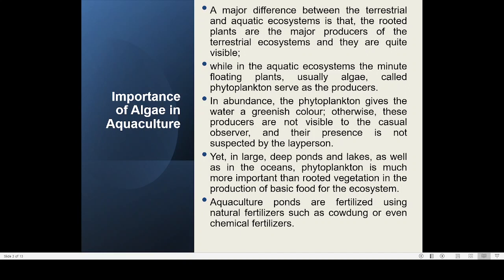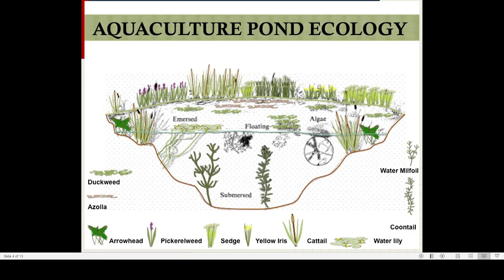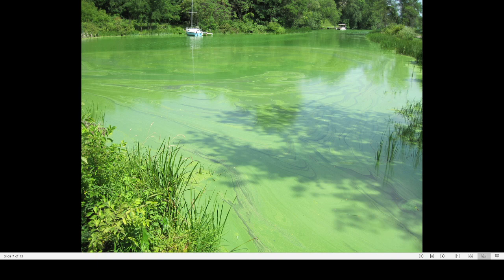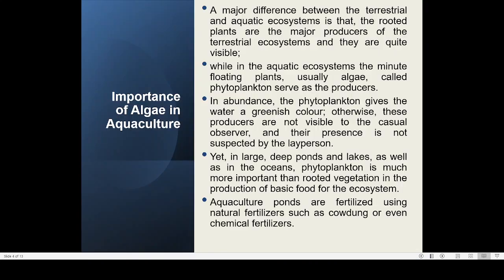Then, in abundance, phytoplankton gives water a green color. You might have always noticed that whenever there is some kind of algae, the water body will be greenish in color. That greenish color of the water body is mainly given by the presence of this algae. Unless it is green, we may not think that the water contains some amount of algae. So algae is usually greenish in color, and it is because of that green color that we are able to identify or distinguish the presence of algae.